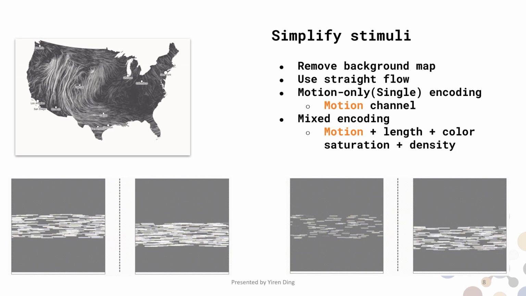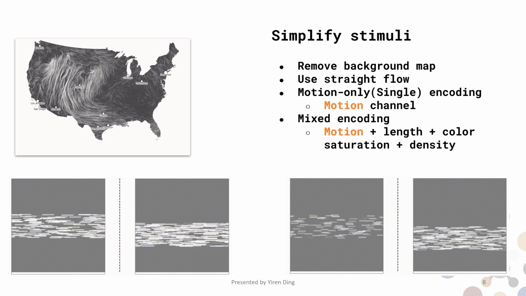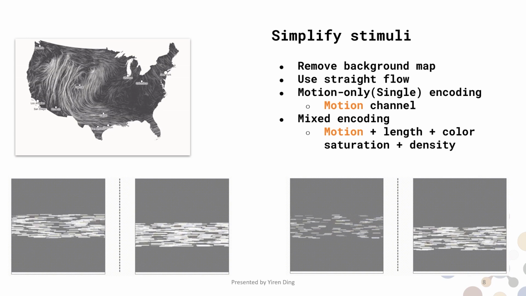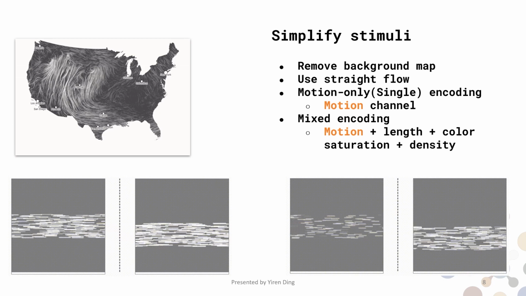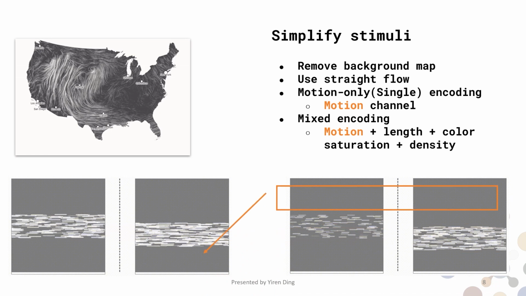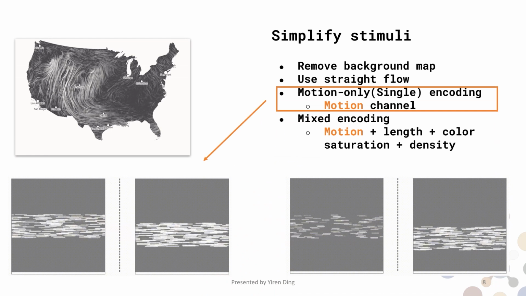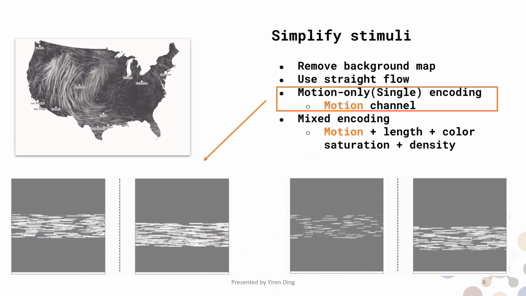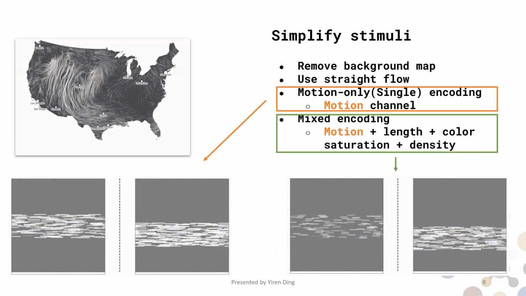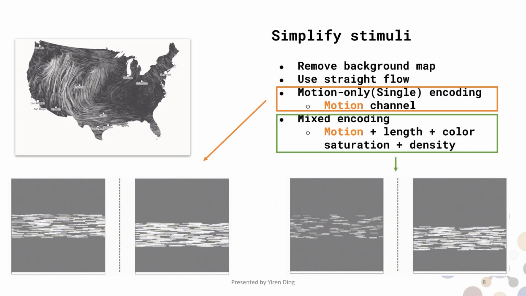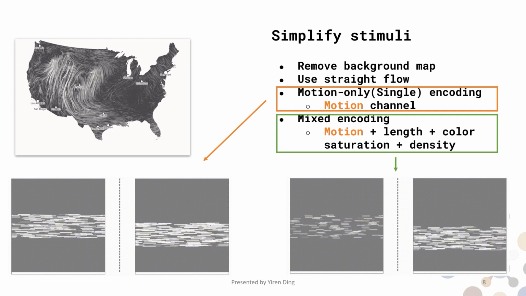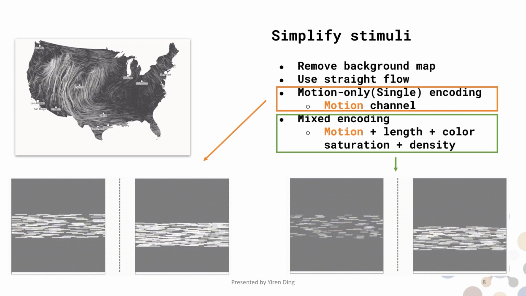Let's move to the experiment design part. We choose HintFM as our template visualization due to its minimum design. We simplify the stimuli from hint.fm, remove background maps, and construct a straight stream stimuli in two conditions. The motion-only encoding condition, also called the single encoding condition. The speed value is only encoded by motion without any other static channels. Another condition is the mixed encoding condition. The data value is encoded by motion and the three most common static channels in particle wind flow map: length, color saturation, and density.